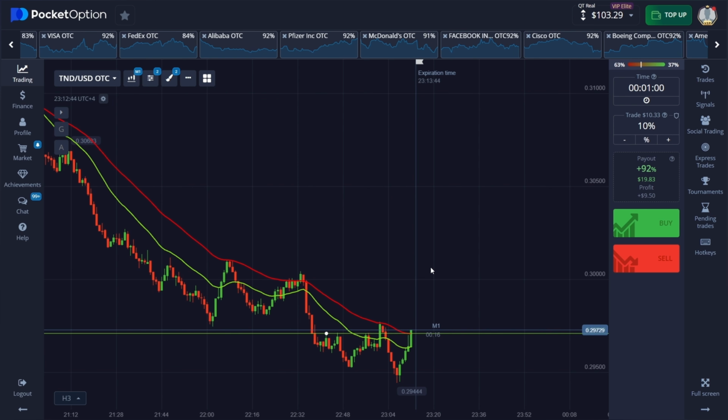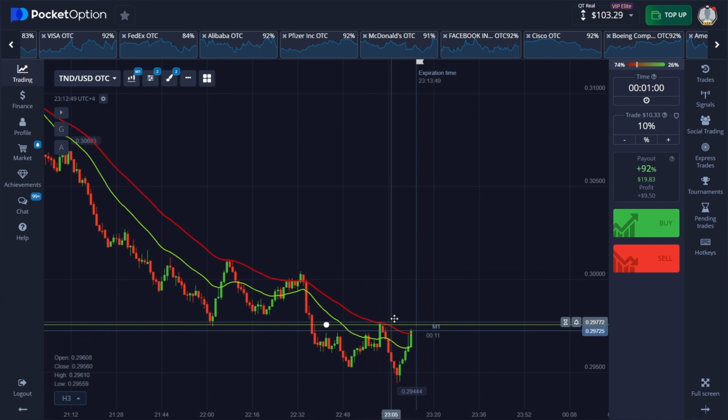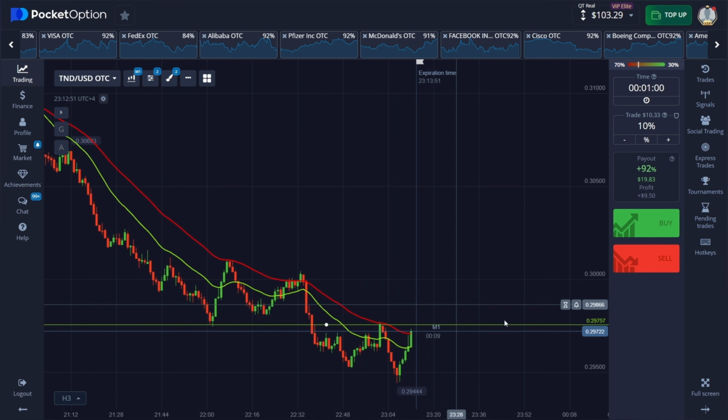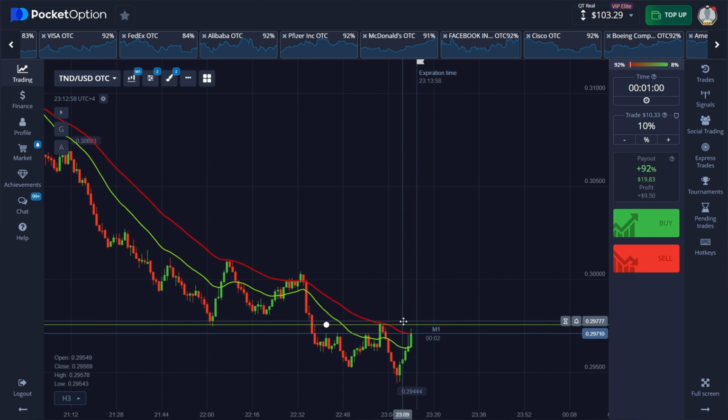Now, I see a trade for the downside move on TND USD. I'm placing a trade based on the moving average. I'm waiting for a good entry, and I think I found one. If this current candle provides an entry near the resistance level, I will place a trade for the downside move.